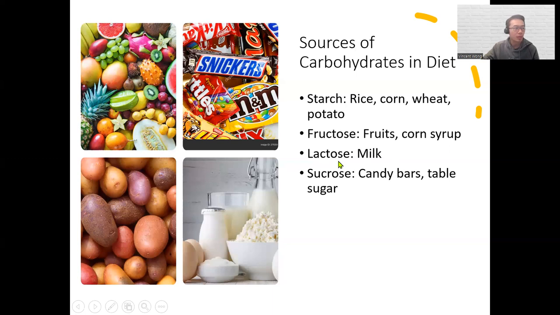Some people, of course, are lactose intolerant, right? Not allergic, although some people are actually allergic to them as well. Sucrose, you will find in your kitchen. The sugar in the kitchen is actually sucrose. A candy bar, like I said, table sugar, all that stuff. So no shortage of carbohydrates. On a daily basis, we probably consume way more carbs than we're supposed to.